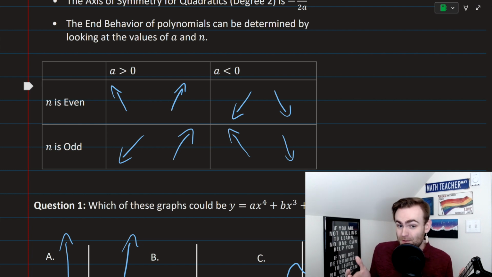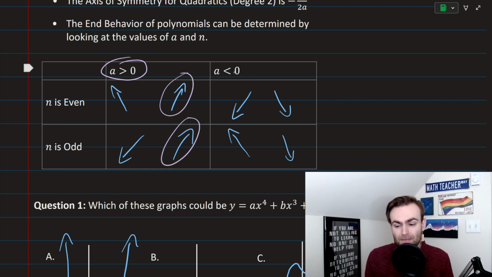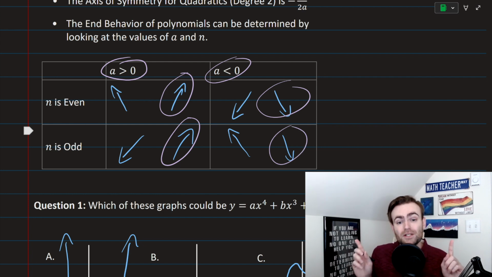If the degree, the largest exponent, is odd, then the ends go in opposite directions. And how do you tell which one's which? Well, if the leading coefficient, the number in front of the x with the highest degree, is positive, the right side is going up and the left side is going down. So you can kind of think of it as the leading coefficient tells you what the right side is going to do. And if it's negative, the right side is going to go down. If n is even, they're going in the same direction, and if n is odd, they're going in opposite directions. Not too hard, but it takes a little bit to remember.